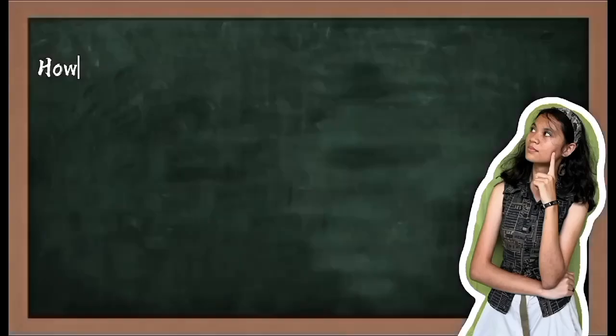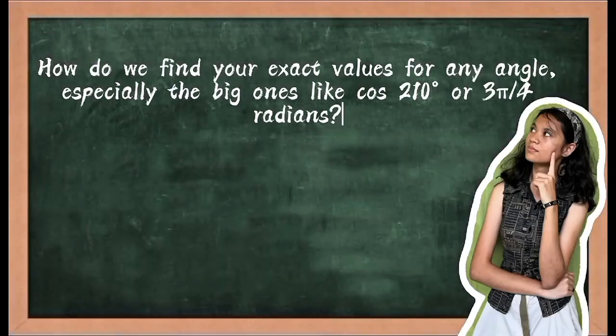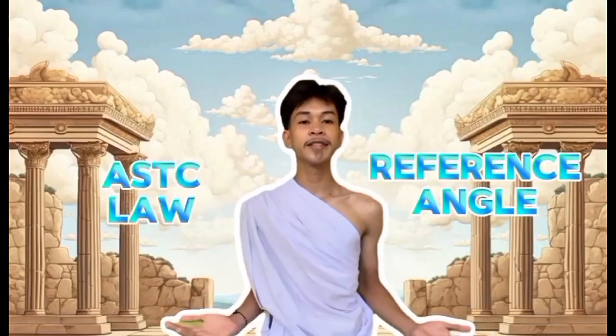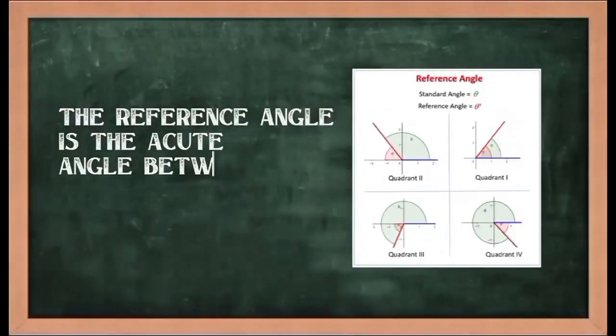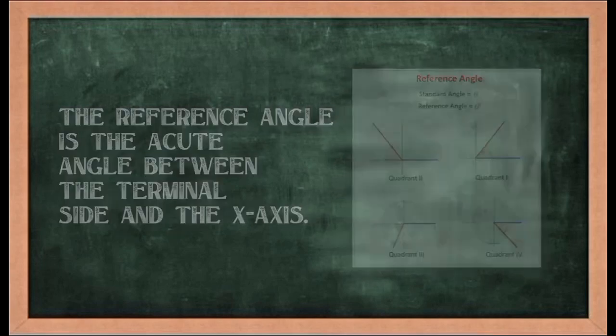Wow! Amazing! But wait! How do we find the exact value of any angle, especially the big ones like cos 210 degrees or 3 pi over 4 radians? The magic happens, but you cannot find the value without using the two great secrets: the reference angle and the ASTC law. The reference angle is the acute angle between the terminal side and the x-axis.